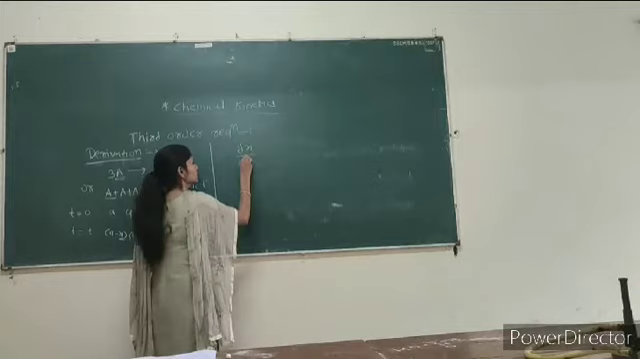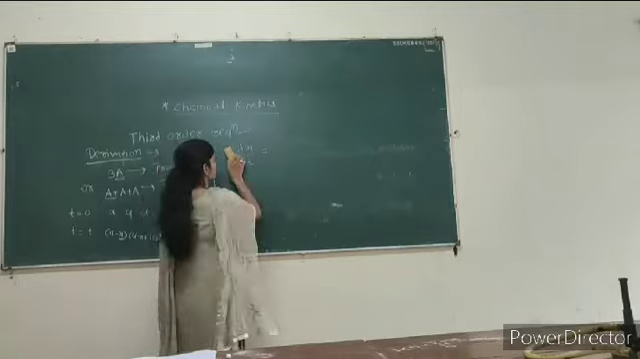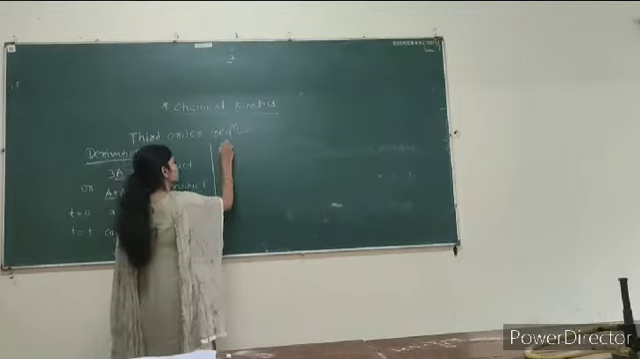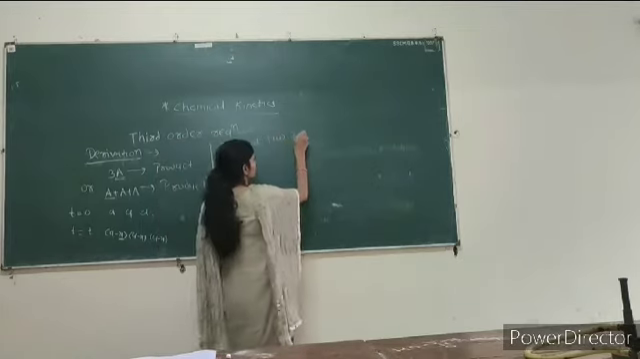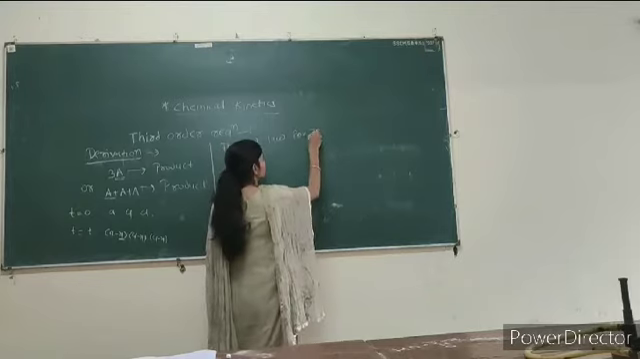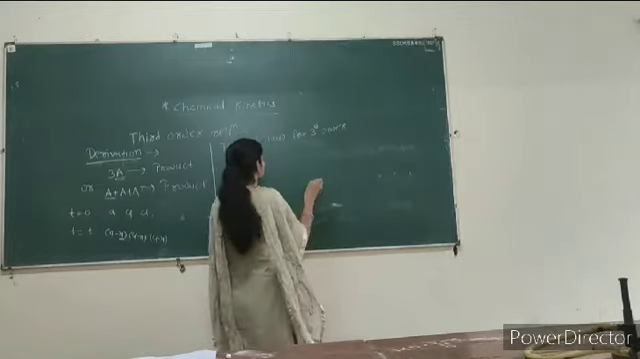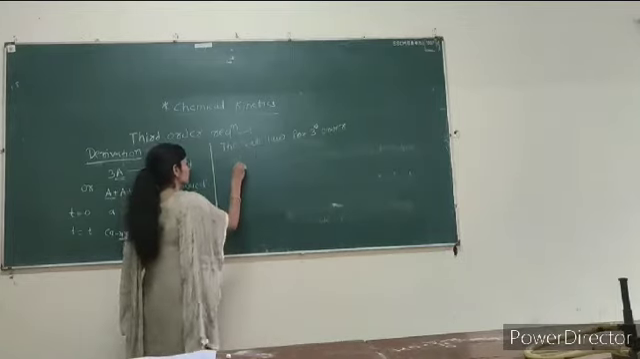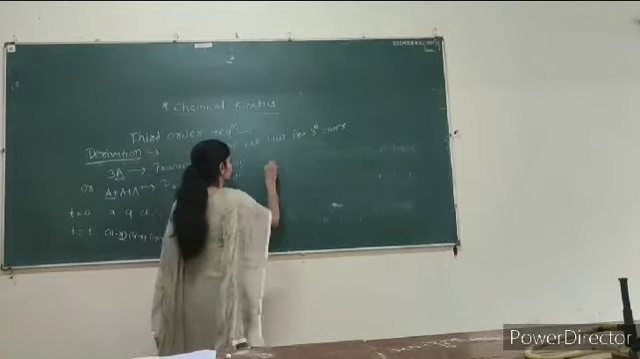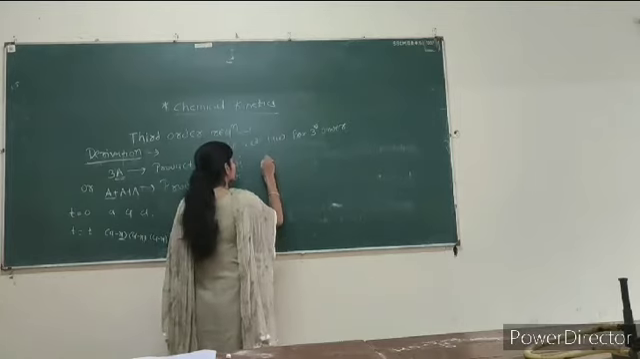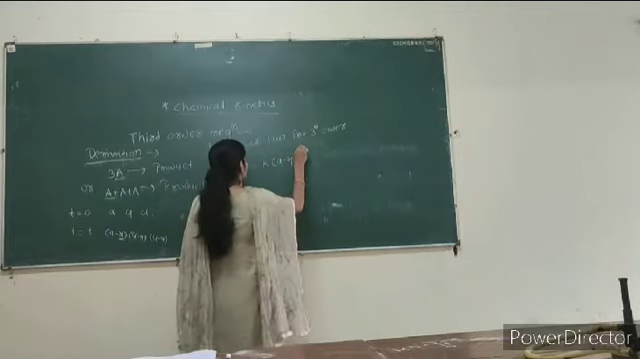dx upon dt is equal to the rate law for a third order reaction. In this way, we write down the rate law for a third order reaction: dx upon dt is equal to k into (a minus x) raised to the power 3.